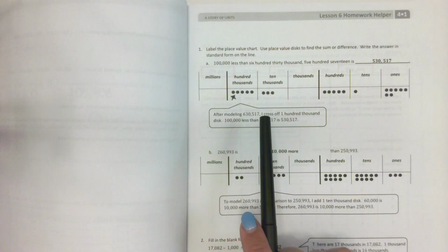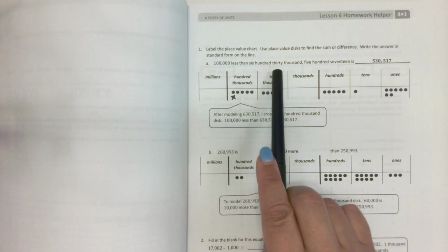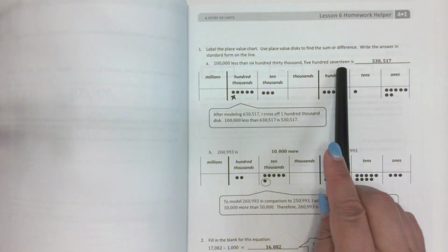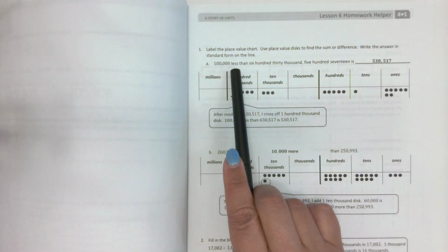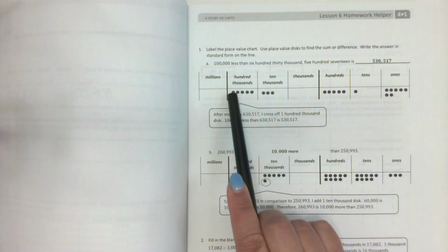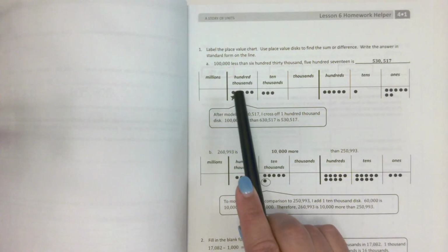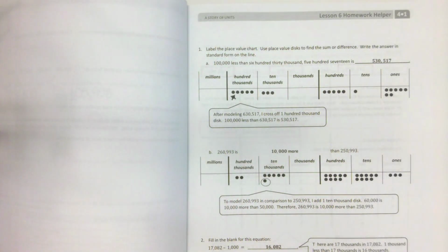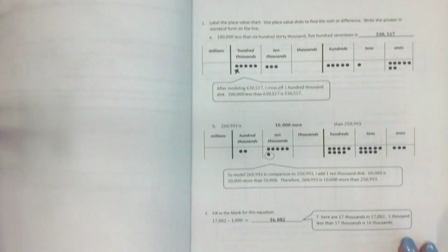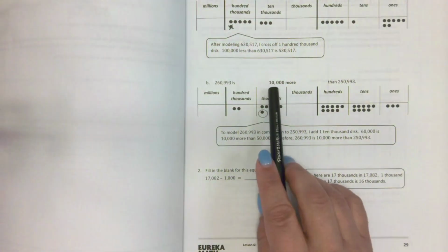Do you remember your place value chart to show the value of numbers like 630,517? Here's all the discs. And for 100,000 less, that means you cross off one of the 100,000 and you see what's left and write the number in standard form. And this one was for 10,000 more.